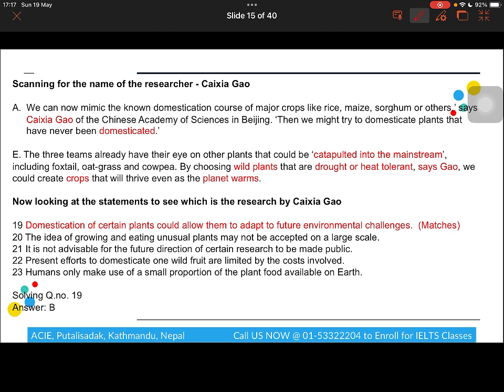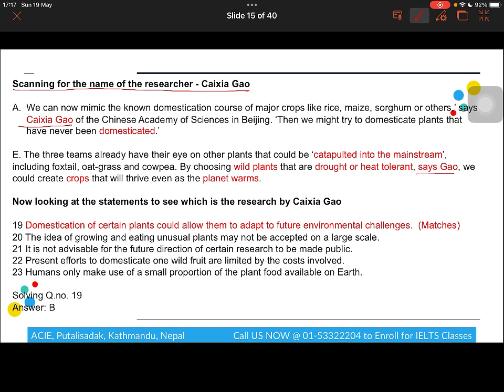Now we have already chosen two pointers, two statements from the 5 statements that were given, and as we move on with the question, we do realize that we have fewer options to choose from, hence making our task easier. Now the second researcher was Caixia Gao, and while we scan for the name Caixia Gao, we find it again in multiple paragraphs, in paragraph number A and in paragraph number E.